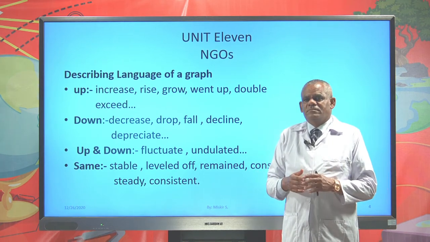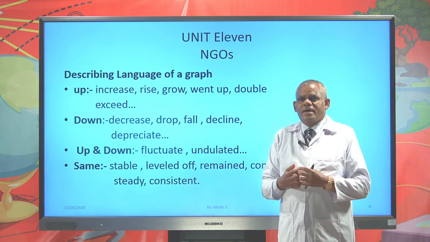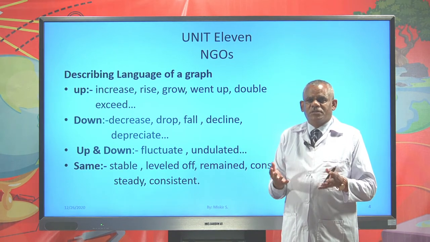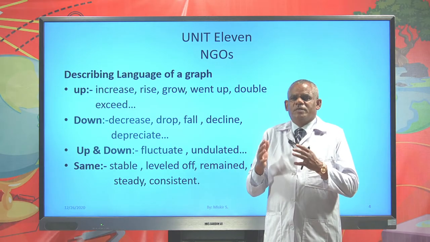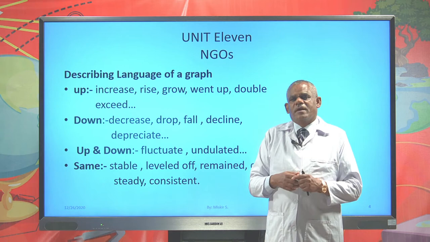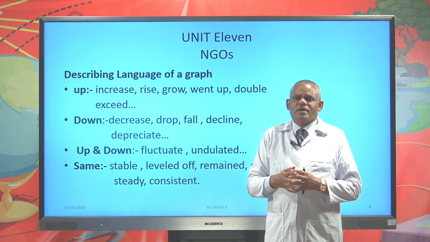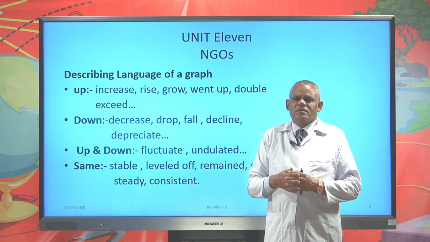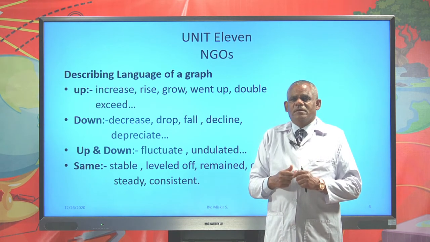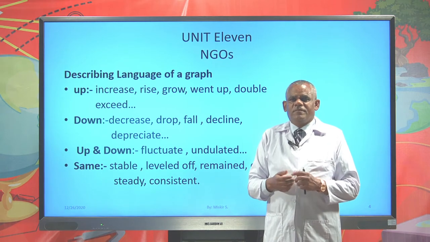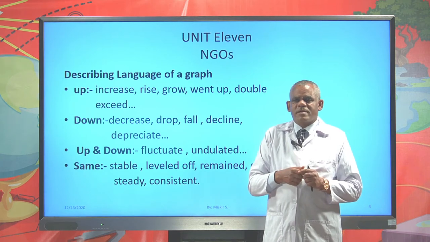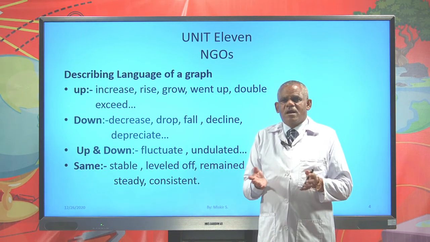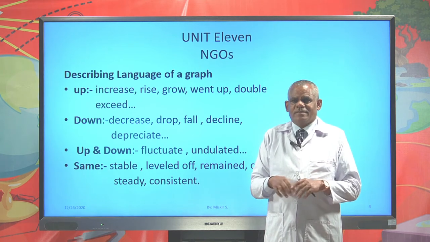There is up, increase, rise, grow, went up, double, exceed, very important vocabularies. These are very important parts of the language to express how things are skying up. It may depend on the context, the data, the phenomenon. Therefore, these vocabularies help us to describe a graph, whatever the graph it is. It can be a pie chart, a bar graph, a line graph, something like that.